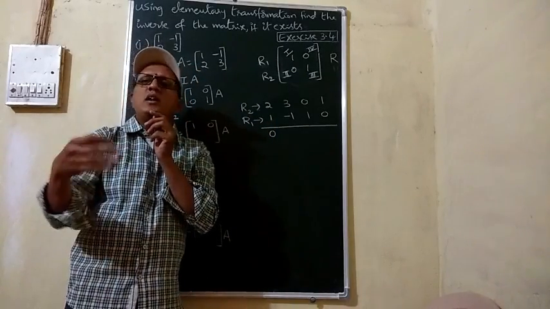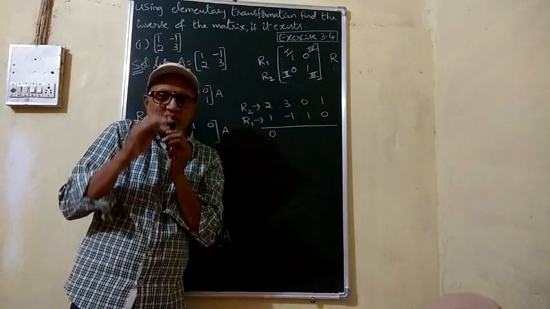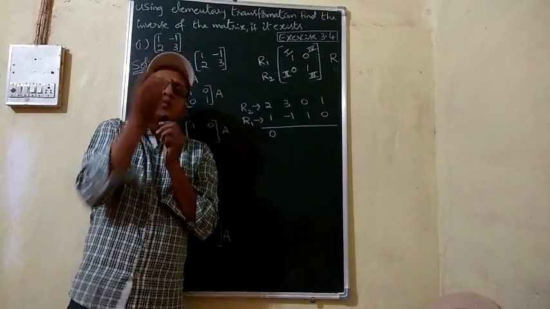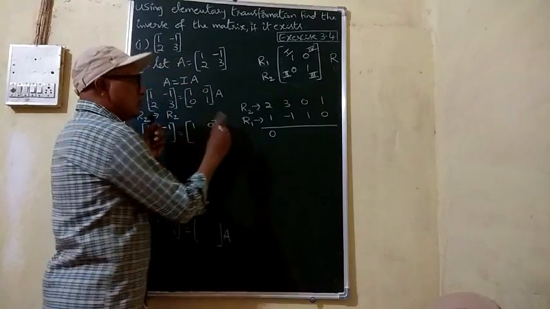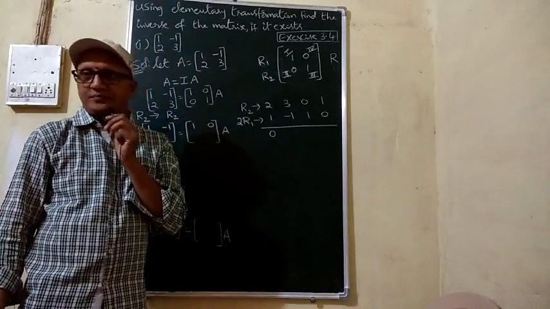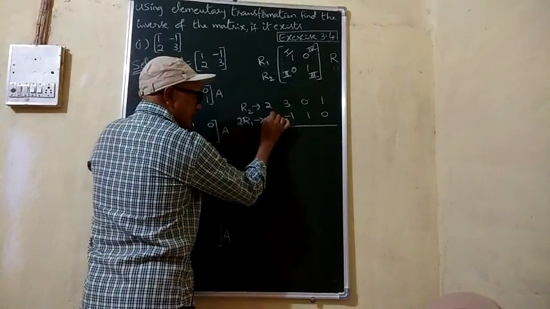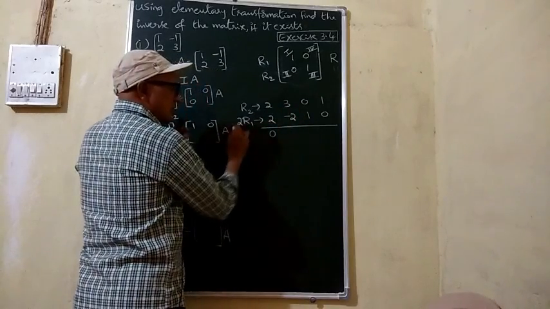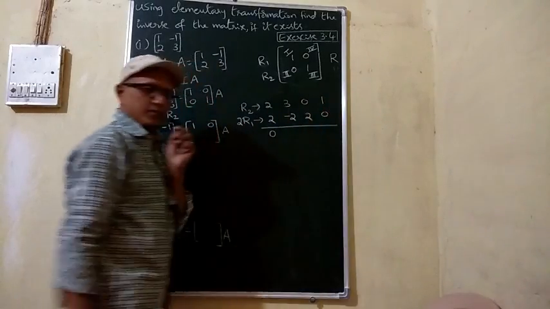To avoid confusion for those who are scoring very less marks, and not to bring any new problems in the examination, for them I am suggesting you to multiply with 2 only. Don't multiply with minus 2. Multiply with 2. 2 into 1 is 2. 2 into minus 1 is minus 2. 2 into 1 is 2. 2 into 0 is 0.